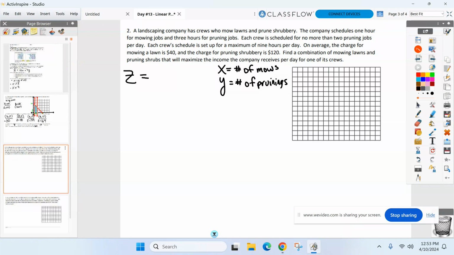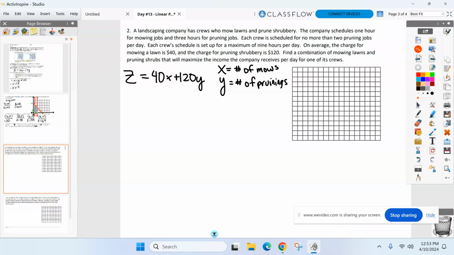All right, so max out the money for me. What's that z equals going to look like? Mowing, what do we charge? 40, right? So 40x plus 120 y. It's a lot of money for a shrub. All right, so we got that.